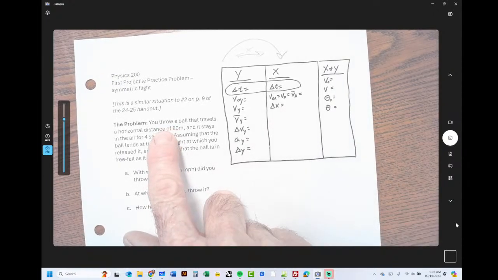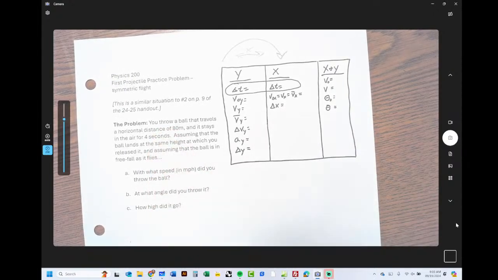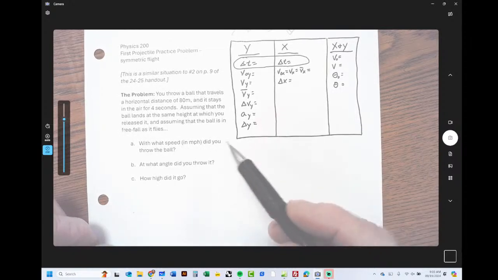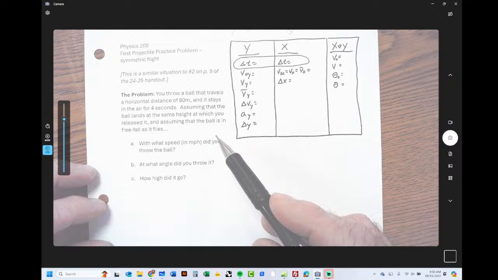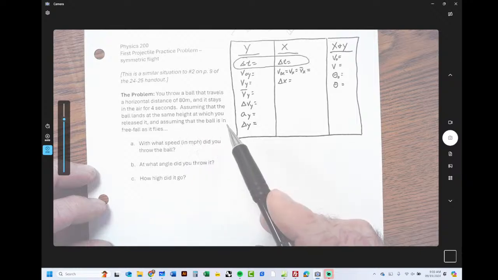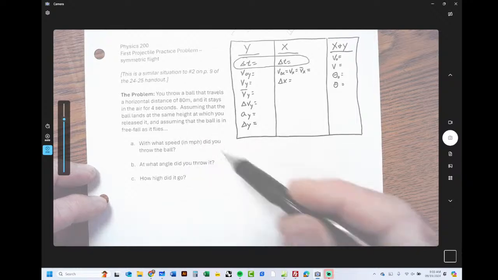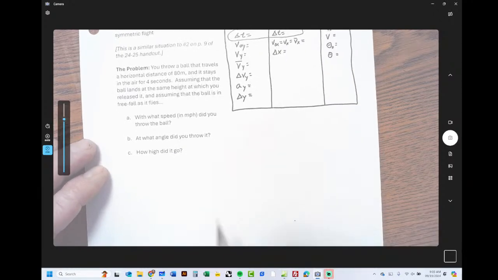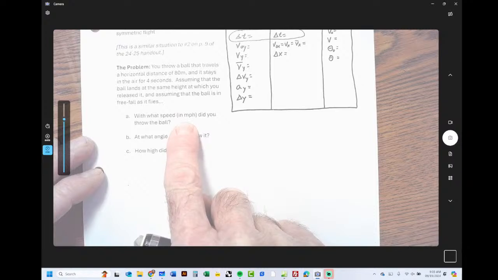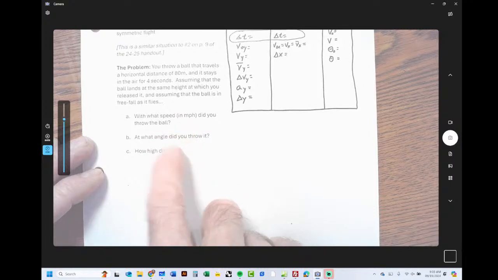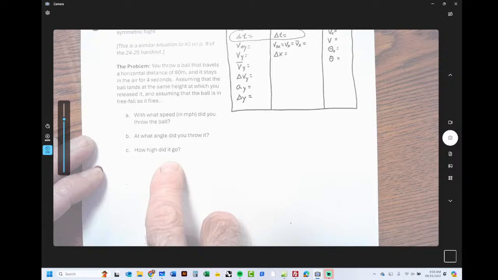So the problem: you throw a ball that travels a horizontal distance of 80 meters, and it stays in the air for 4 seconds. And this is a weird assumption. Assuming the ball lands at the same height at which you released it, and assuming the ball is in free fall as it flies, then answer these 3 questions. So we want to find what was the speed of the ball in miles per hour when you threw it. That requires some new thinking. At what angle did you throw it, and how high did it go?